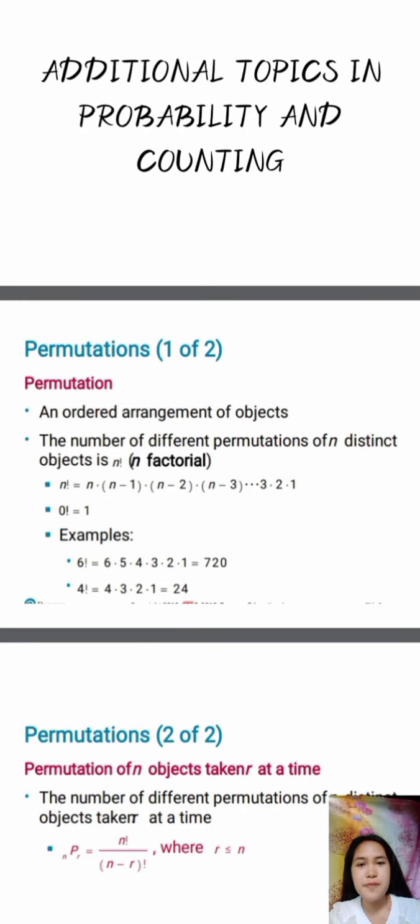Additional topics in probability and counting. Objectives: how to find the number of ways a group of objects can be arranged in order; how to find the number of ways to choose several objects from a group without regard to order; and how to use the counting principles to find probabilities.